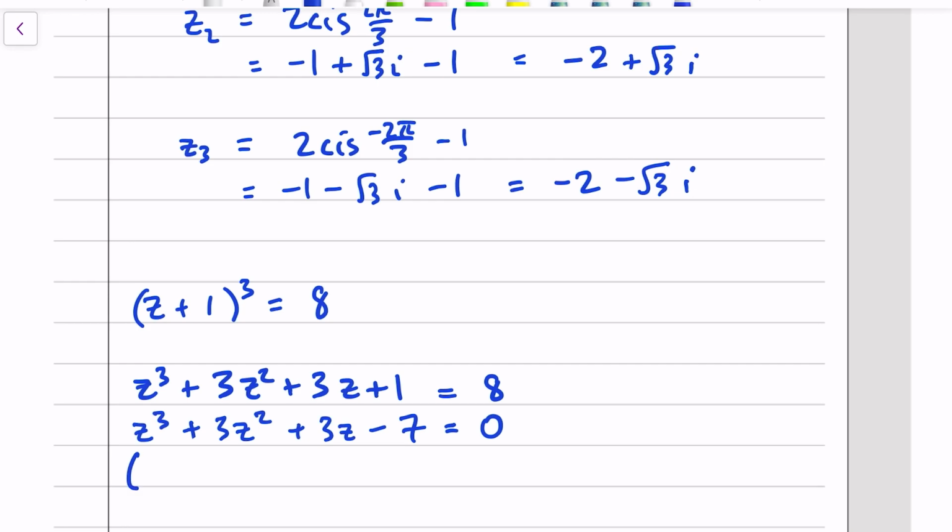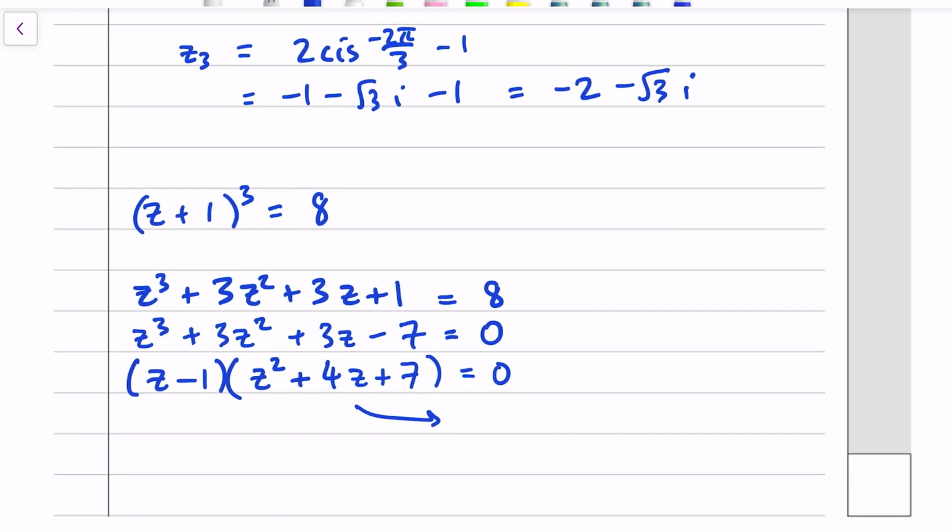If you didn't have a graphics calculator, you would need to go, okay, z equals 1 is a solution, so z minus 1 is a factor. And then you go through factorizing this cubic equation. This is all extra stuff because we've already found the answers using de Moivre's theorem. Minus 1z squared means that this is going to be 4z, and then minus 4z would mean that this is going to be plus 7, and then we solve this using the quadratic formula, or completing the square.